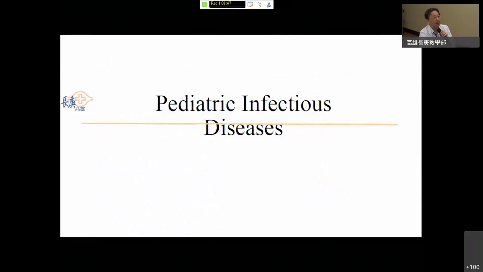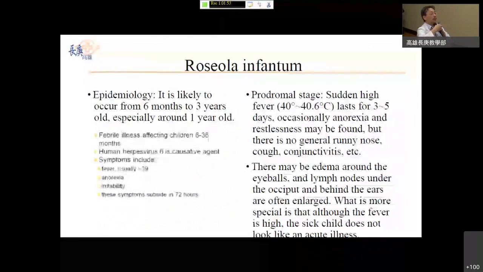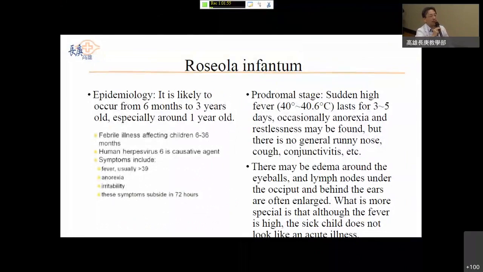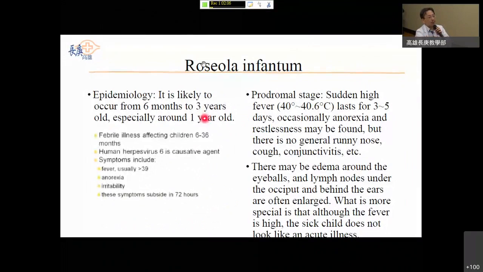Okay, let's move to pediatric infectious disease. One of the most commonly seen infectious diseases in childhood is Roseola infantum. Roseola infantum most likely occurs from 6 months to 3 years of age, especially around 1 year old. It will mostly present with fever, and it's caused mainly by human herpes virus type 6, okay?